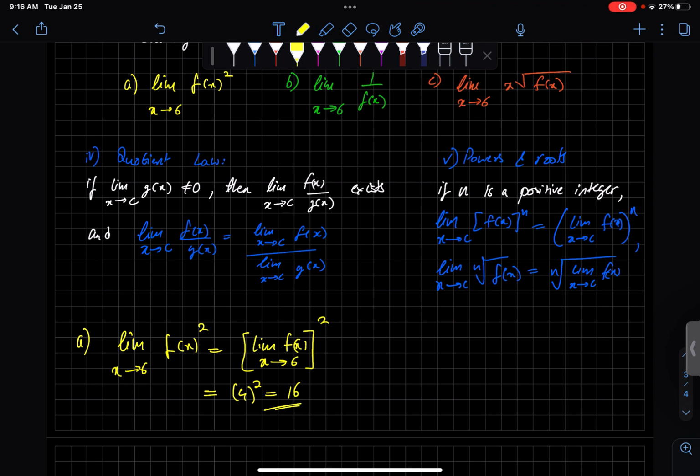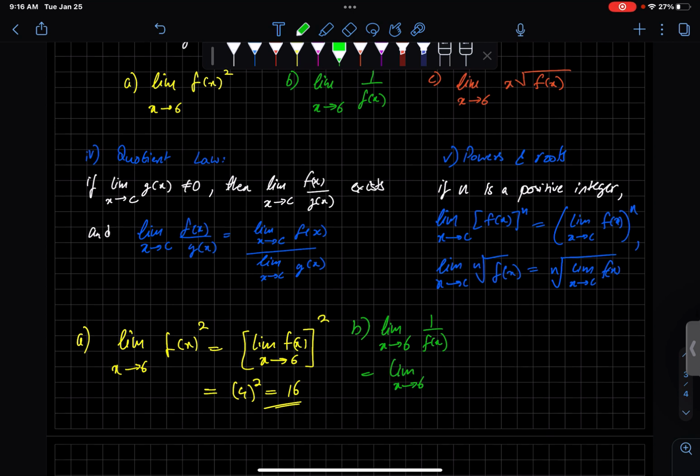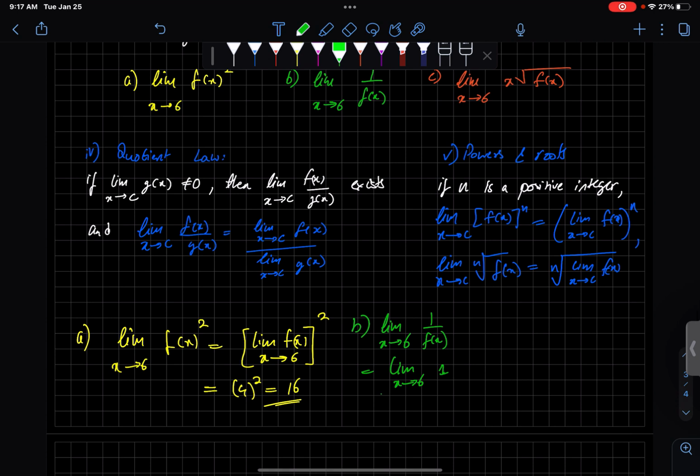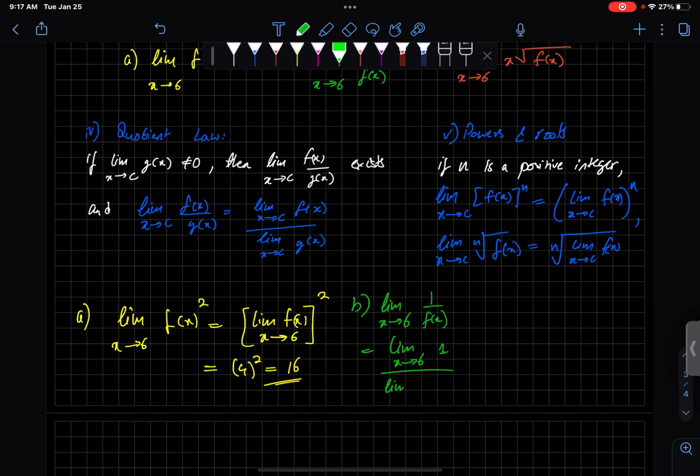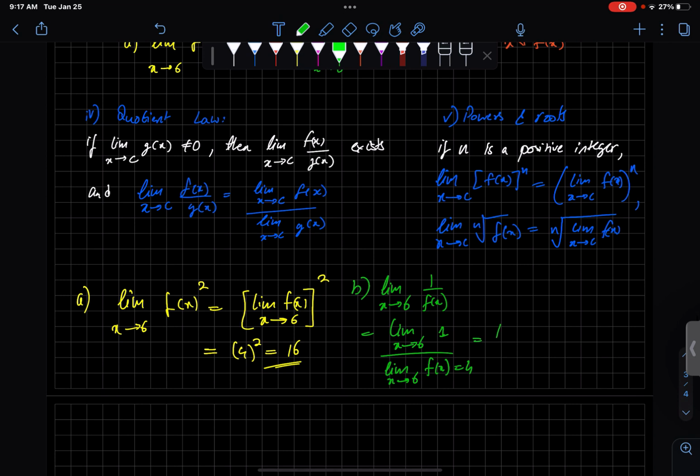Great. So let's look at part B. Okay, so we're asked the limit as x approaches 6 of 1 over f of x, and we know that from the quotient law this is just the limit as x approaches 6 of 1 divided by, well, let me just write it out, the limit as x approaches 6 of f of x, which is 4. So we just have 1 over 4.